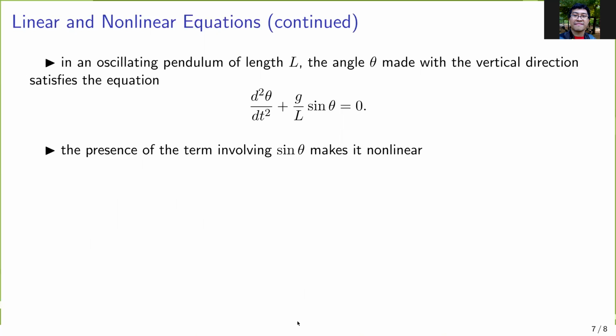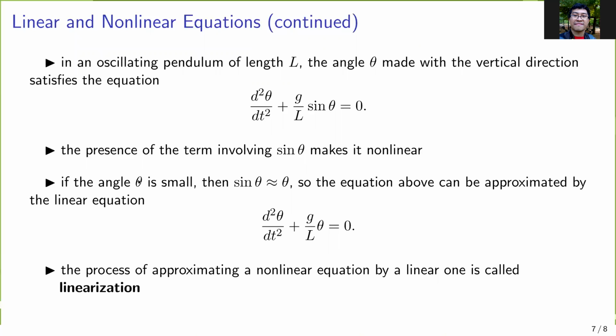If you have an oscillating pendulum with length L and angle theta, it would satisfy this equation: the second derivative of theta with respect to t plus g over L times sine theta equals 0, where g is acceleration due to gravity. The sine theta doesn't make a linear function of theta, so this is a nonlinear equation.